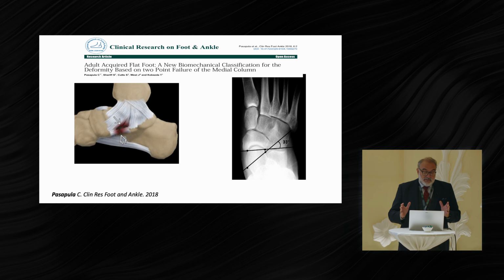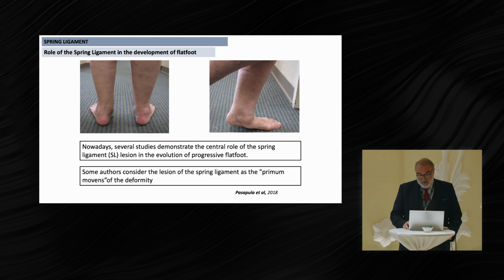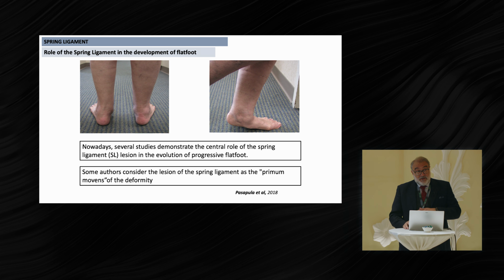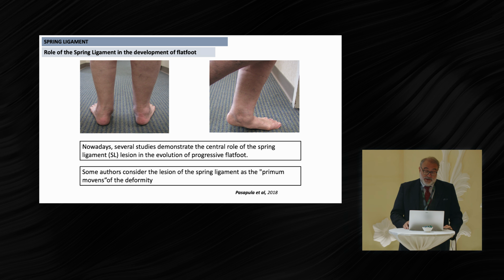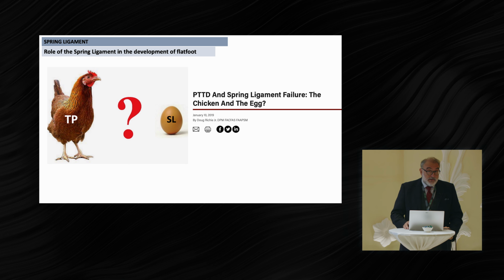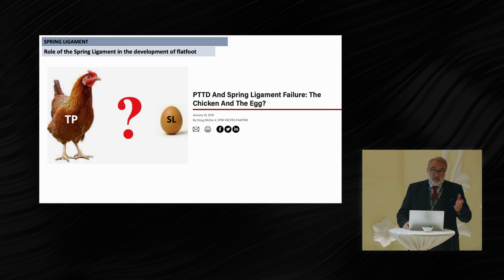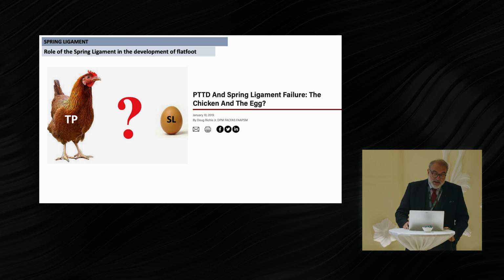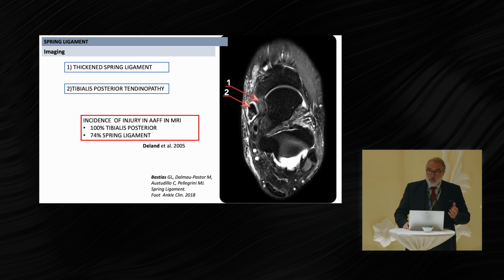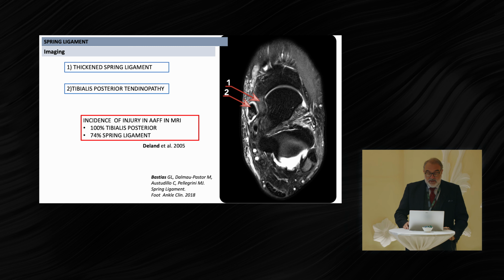So we have at least 2 points of failure in the medial column, the posterior tibialis tendon and the spring ligament. What comes first, chicken or egg? We don't know. Probably it's a degenerative change in both, in the tendon and in the spring ligament. But at the end, we have this situation with a collapsing flat foot and a forefoot abduction. And we can see also in the MRI, and the incidence of injury in MRI is very high, both for tendon and for ligament.